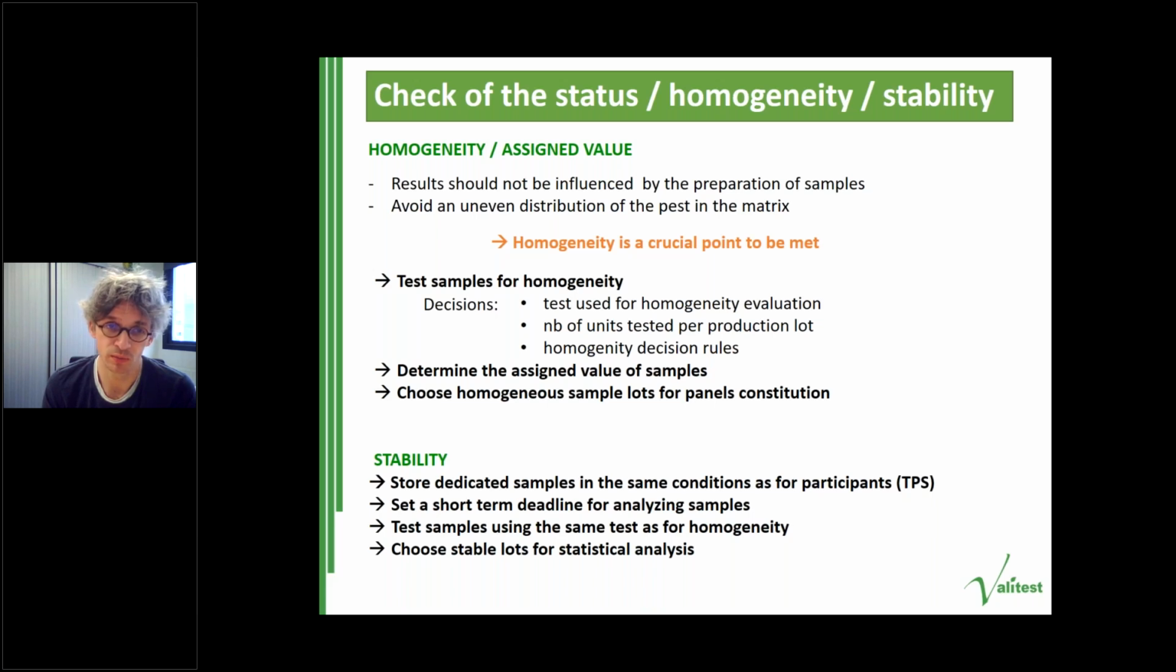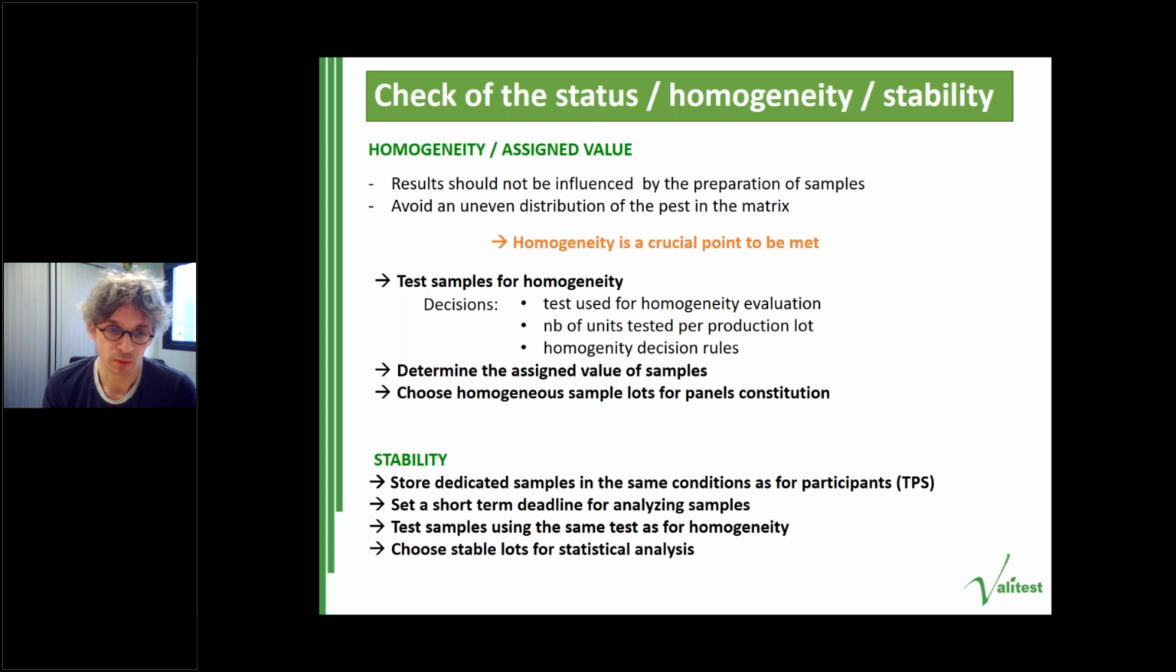And to do it, you have to take a few decisions. First, which test should be used for the homogeneity evaluation. Then the number of units you want to test for each production lot, and the decision rules you will apply to your results. It is also a good time to determine the assigned value of your samples. And of course, you will only choose the homogeneous samples to constitute the different panels.